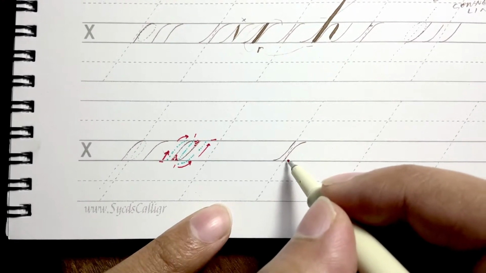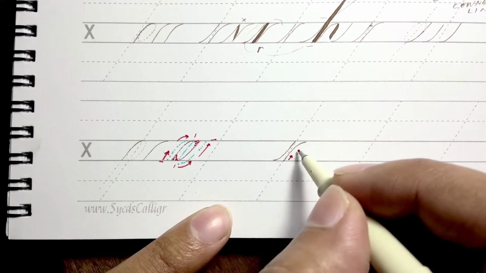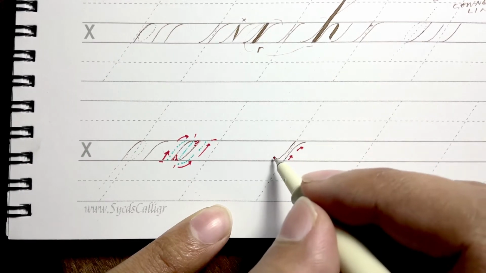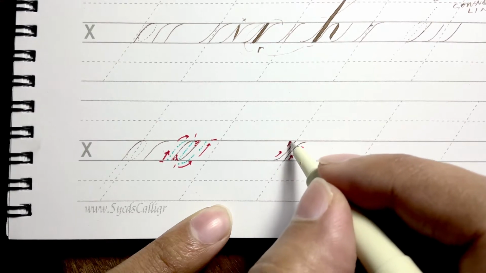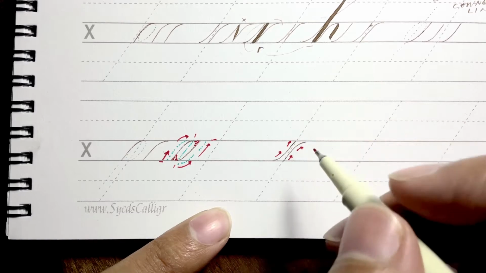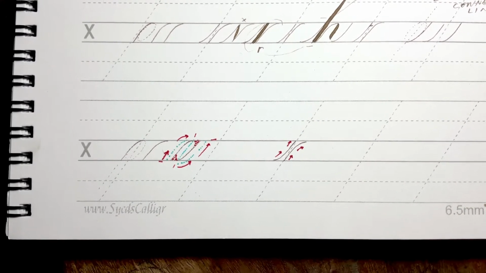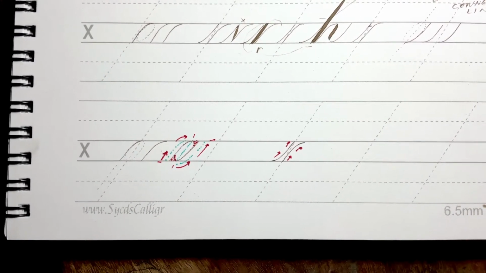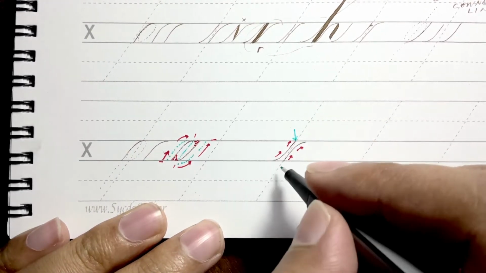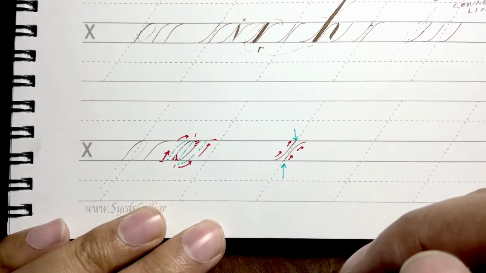We start from here, go straight, curve, curve, then go straight, and the connecting points will be: first connecting point, second connecting point.